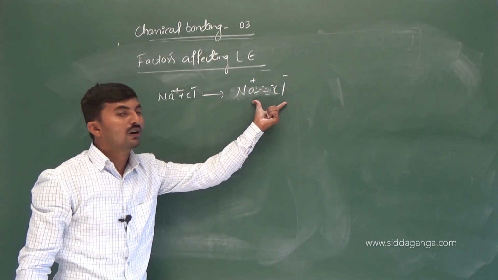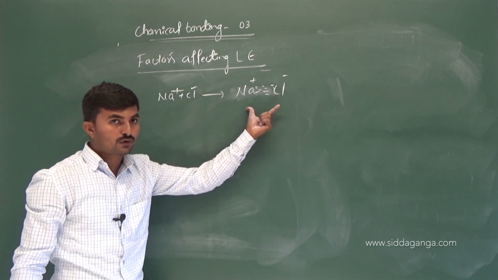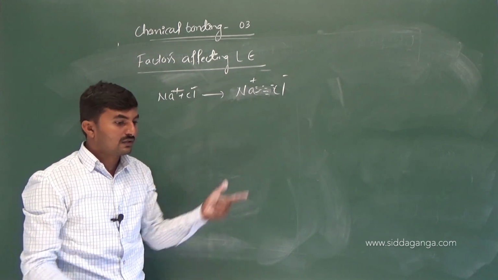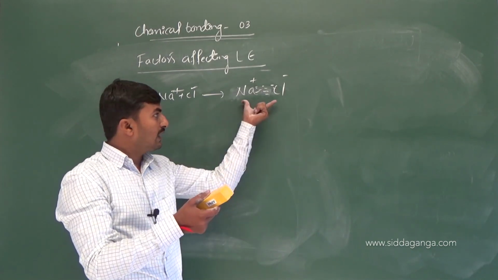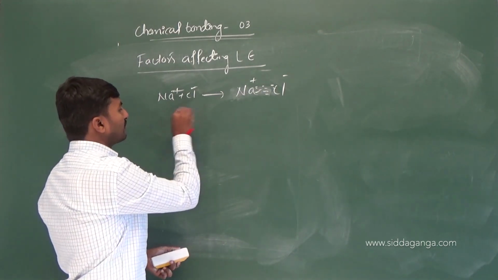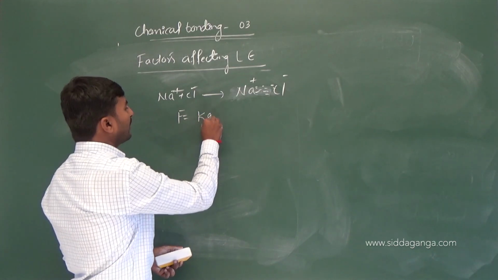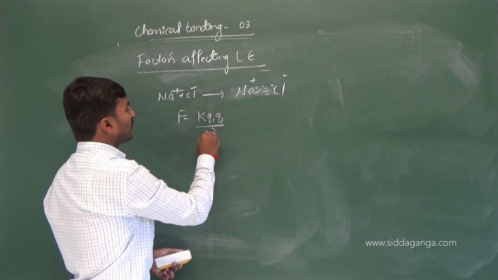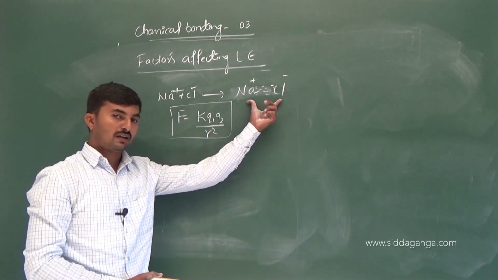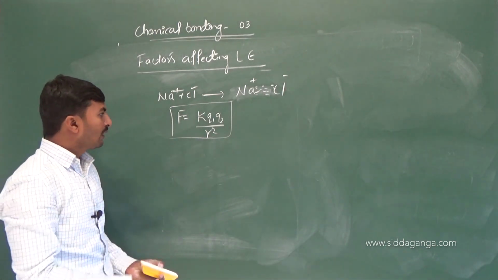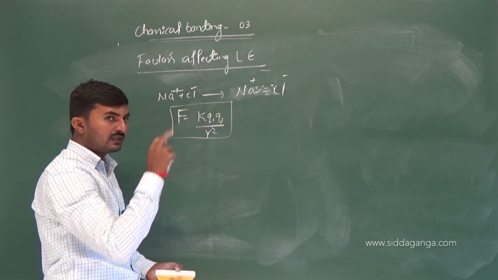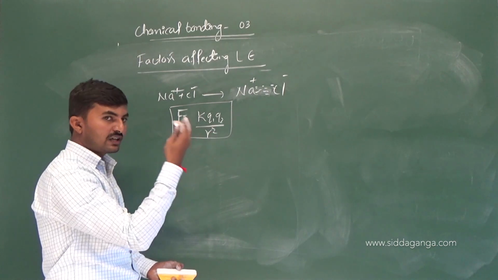The strength of the force, the electrostatic force between the ions, is directly proportional to lattice energy. As the electrostatic force between the ions increases, lattice energy also increases. This force is represented by the formula K Q1 Q2 by R square, which represents the electrostatic force between the ionic compounds. We already said that force and lattice energy are directly proportional. If the force increases, lattice energy increases.